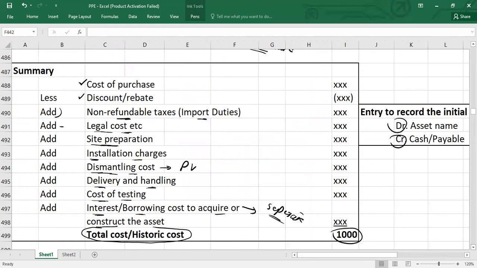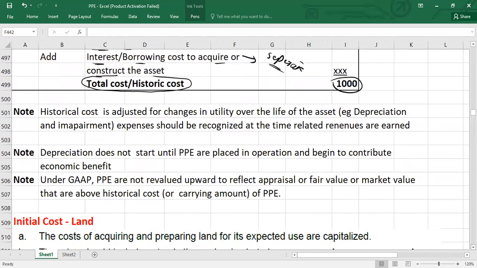Then here we have a few notes. Please remember, historic cost we will adjust for the changes in utility over the life of the asset. For example, we will calculate the depreciation and impairment. Second, you should remember, depreciation does not start until the PPE is placed in operation and begins to contribute economic benefit.